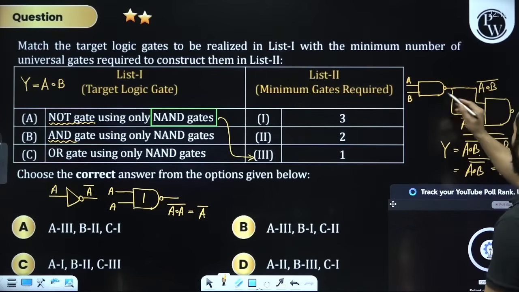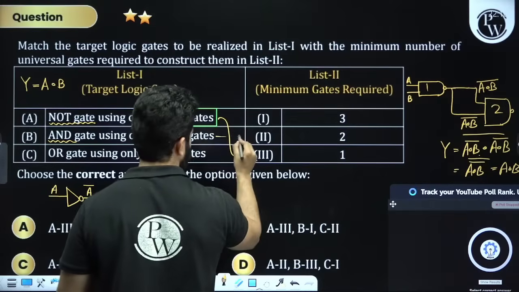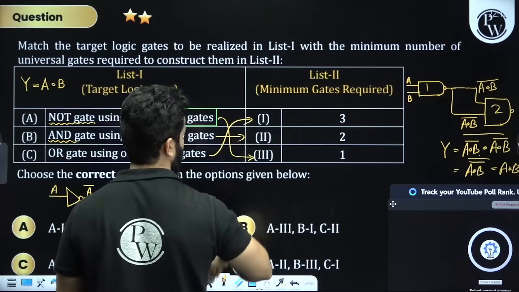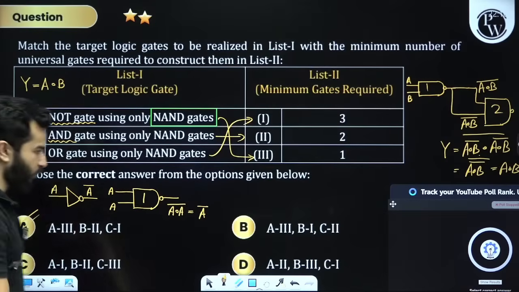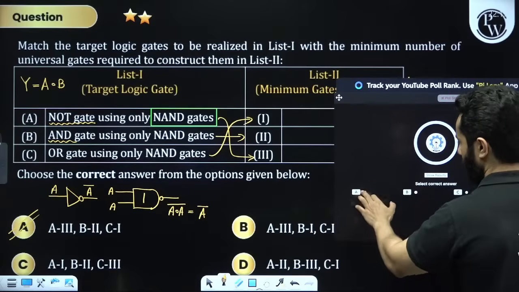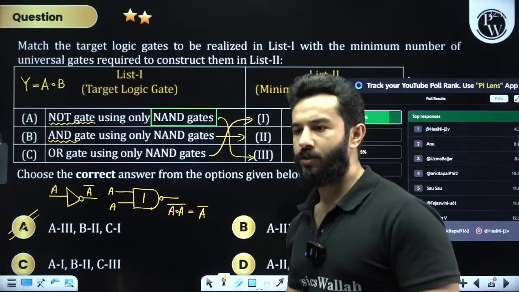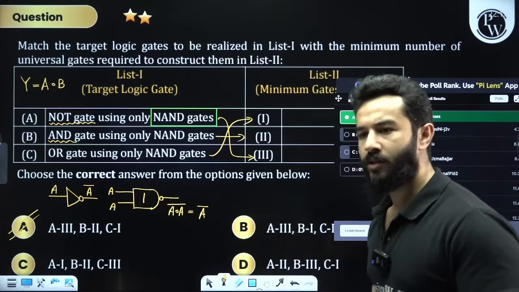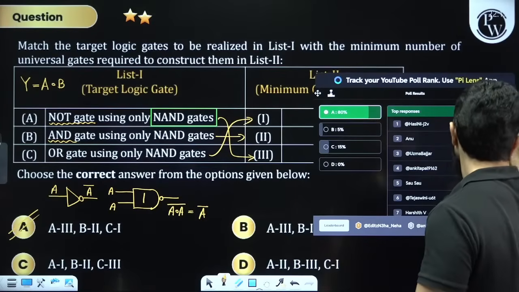So you will require 2 NAND gates. That means the third one will be 3. So for first, A matches to 3, and B matches to 2, and C matches to 1. That means option A. A is correct. Good. Very good. Done. Clear? Any more doubt in this one, my dear friends?